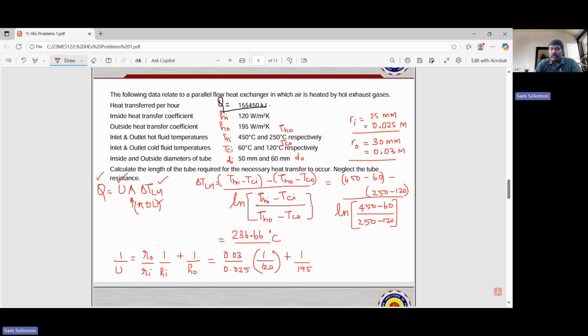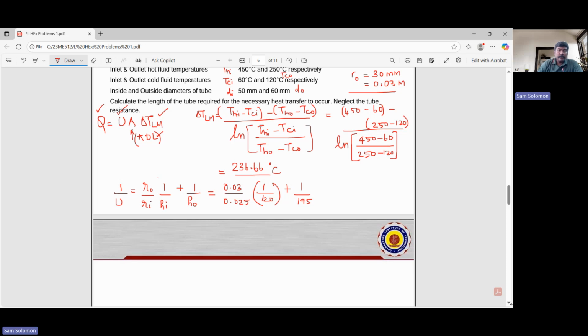So you would be getting a numerical value for 1 by U. So get that value and invert it. So U is going to be equal to 1 by all this. That should give you the answer in watt per meter squared Kelvin. And according to your textbook, this is 66.09 watt per meter squared Kelvin.